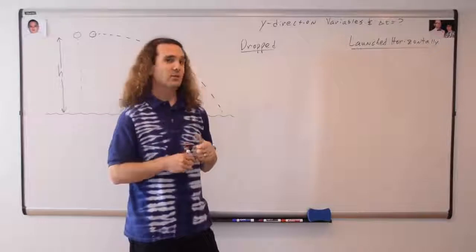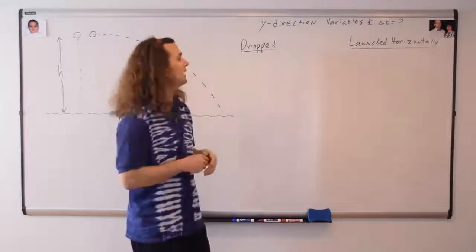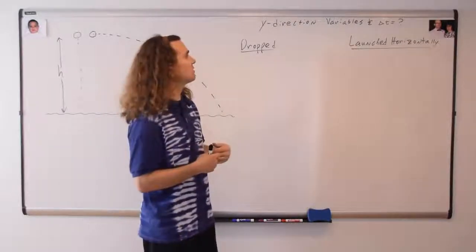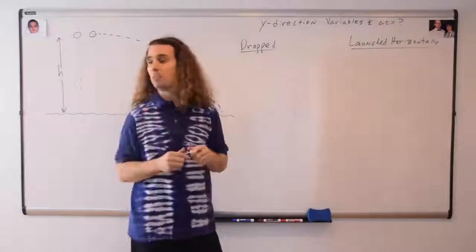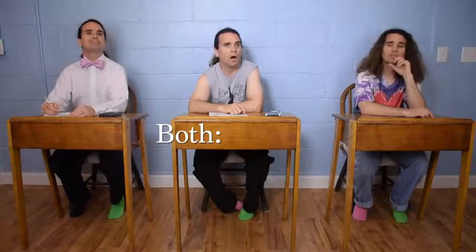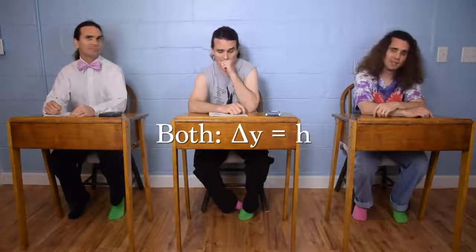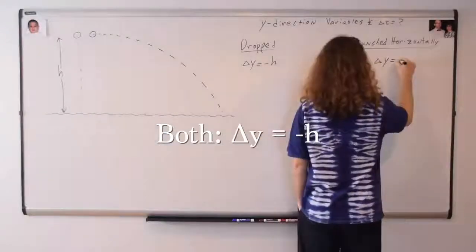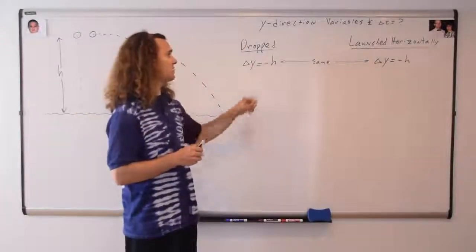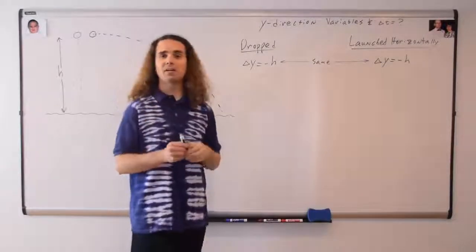The basic idea here is that we need to solve for the changes in time for both bullets. And in order to do that, we need to list the variables themselves in the y direction for both cases. So we can begin doing that. The displacement in the y direction for both is negative h, because they're both going down. And notice that this is the same for both the one that was dropped and the one that was launched horizontally. Bobby, what else do we know?